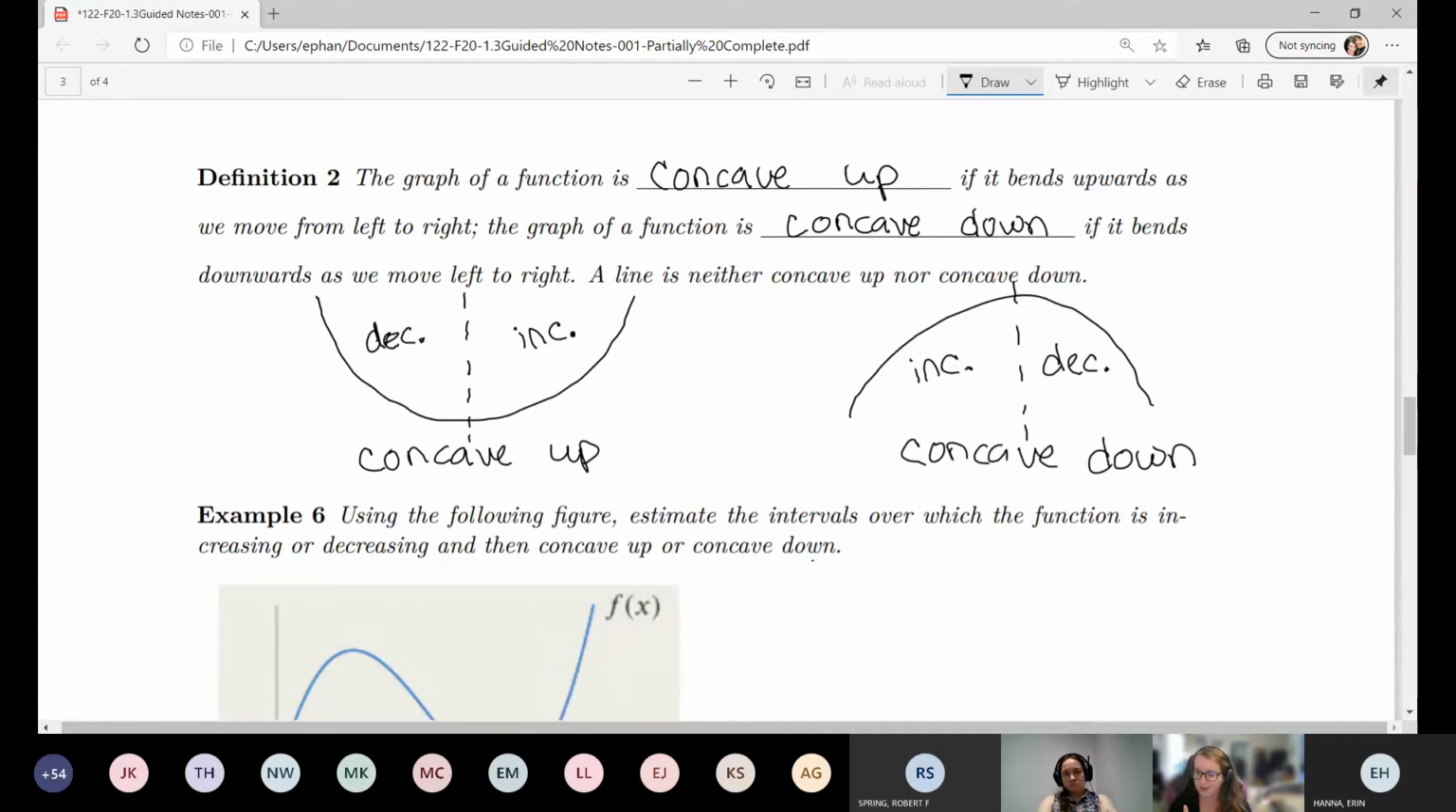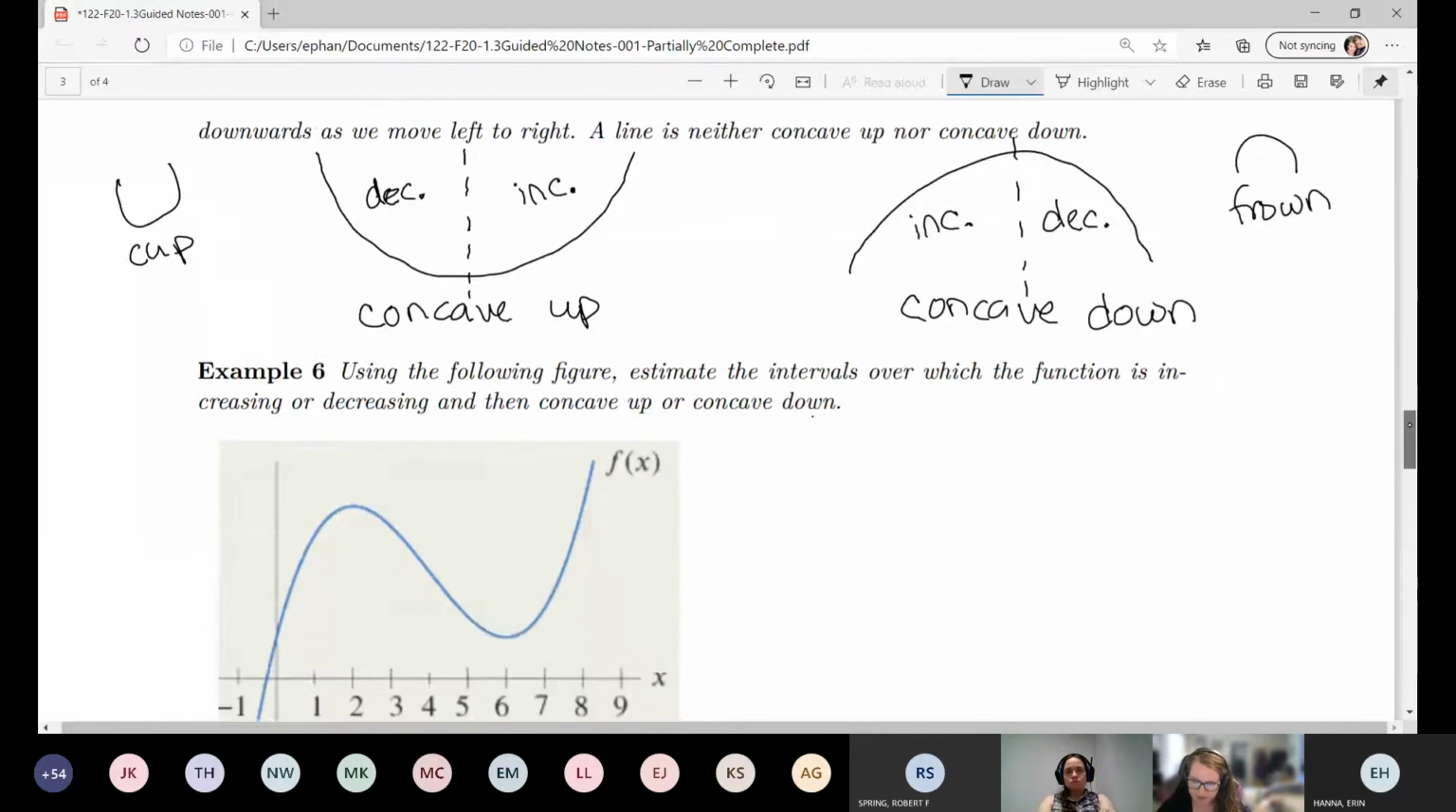An easier way to figure it out, if that was way too confusing, is that a lot of people will say concave up like a cup and concave down like a frown. It's kind of silly, but it can help you remember the two pieces. Then you can just draw out the pieces on your paper: concave up like a cup, concave down like a frown, and then just use them. So let's see how that's going to work.